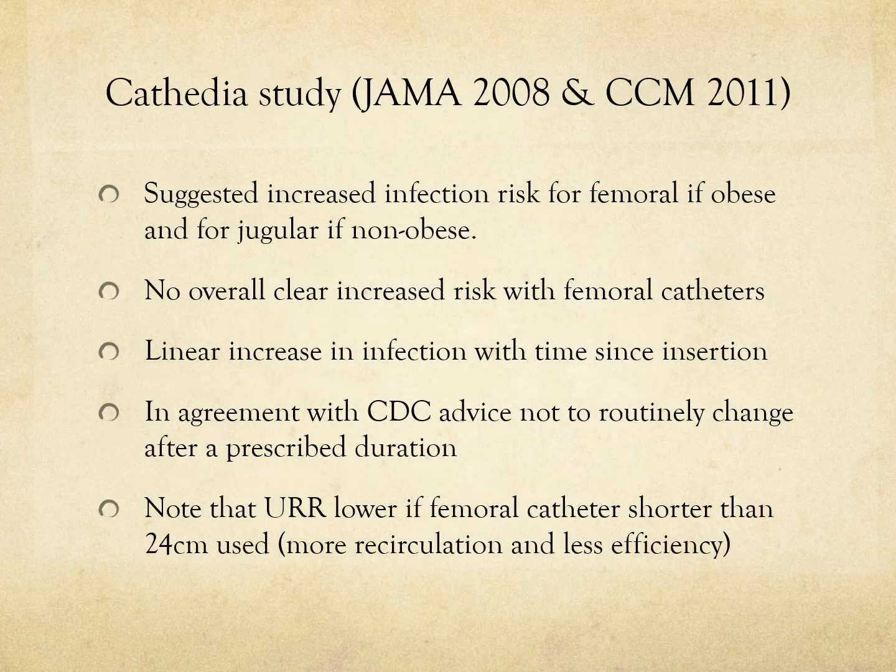The CATHEDIA study looked at infection risk related to line position, and it suggested that there was increased infection risk for femoral lines if the patient was obese, and increased infection risk for jugular lines if the patient wasn't obese. But overall, the marker wasn't terribly clear, and it didn't find that overall there was an increase for femoral catheters of other complications when put all together. For all lines, though, it did find that there was a linear increase in infection rates with time since insertion.